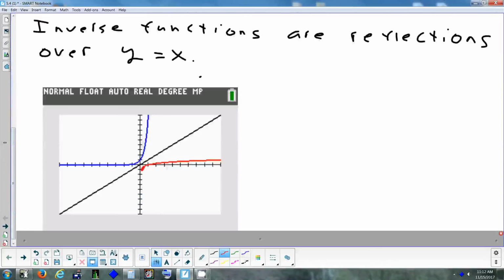Alright, so let me fix that because the calculator can't really draw it properly. What you're looking at in blue is an exponential. What you're looking at in red is a log. That black line is the line y equals x. It has a slope of 1. It goes right through the origin. It cuts the first and the third quadrant on a 45-degree angle. If this was a piece of paper, if you were to fold it right on that black line, the blue graph would land on top of the red graph. Does that make sense? That means they are inverses of each other. They are mirror images over the line y equals x.